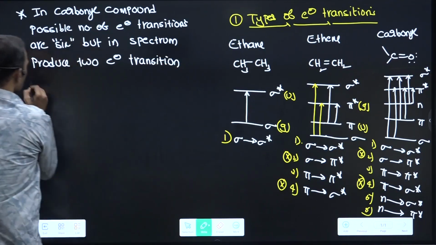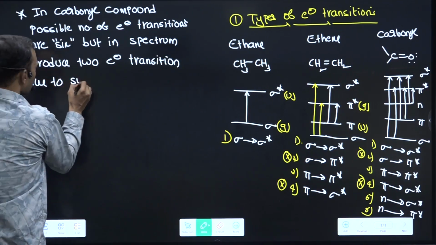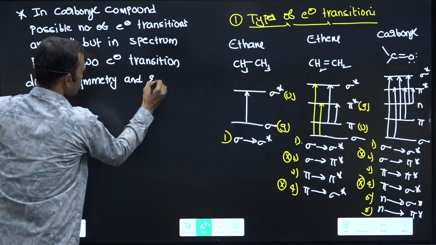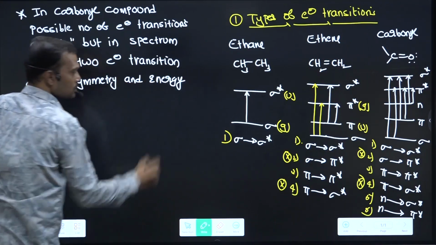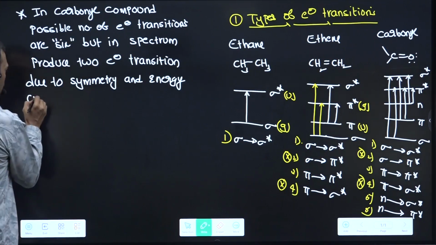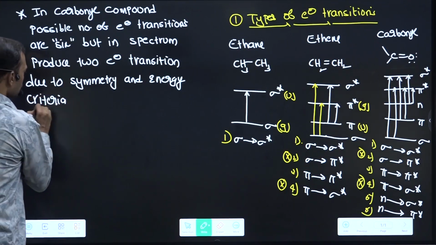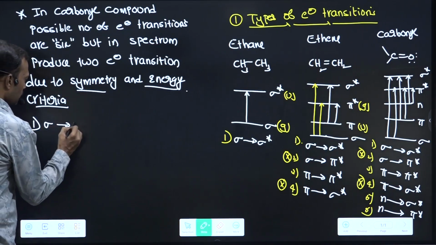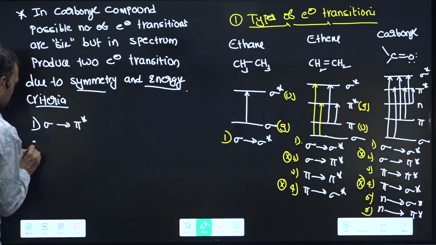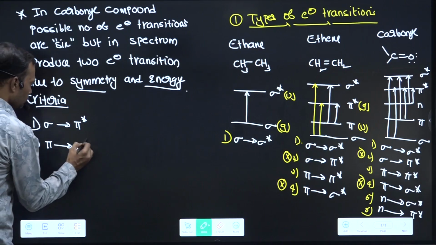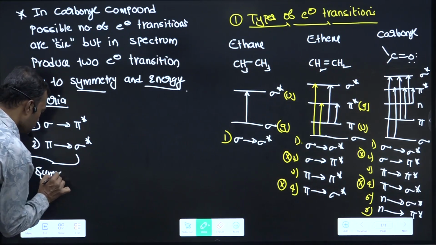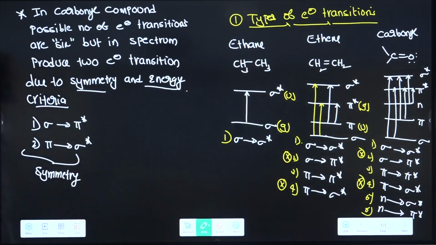So what is the reason? Due to symmetry and energy criteria. Insufficient energy, symmetry. So due to these two reasons, all transitions do not exist. So energy, symmetry, what is symmetry? Sigma to pi star, and second one, pi to sigma star. These two belong to the symmetry criteria. Due to the presence of identical symmetry, electronic transition is not possible.